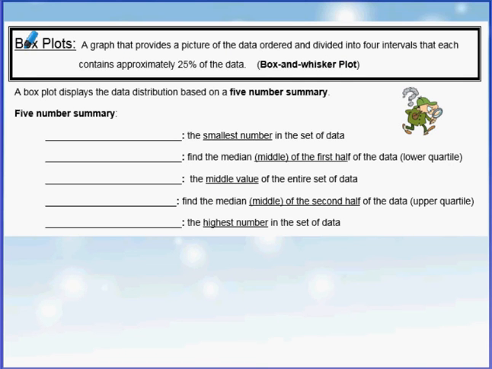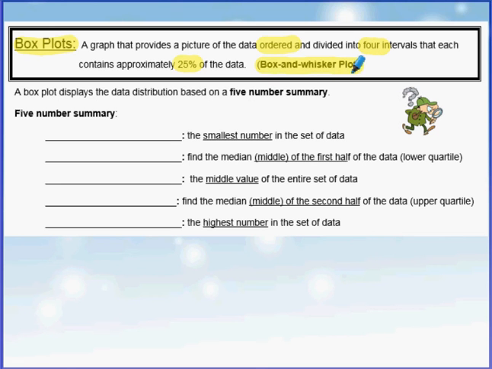A box plot is a graph that provides a picture of the data that's ordered, meaning in increasing order, and divided into 4 intervals that each contain 25% of the data. Another name for a box plot is a box and whisker plot. This name will make more sense after you see the picture.